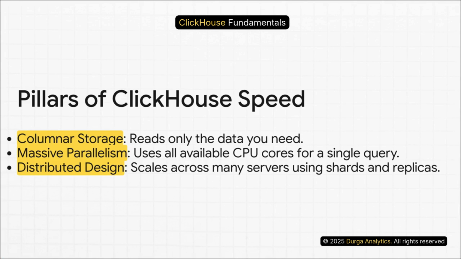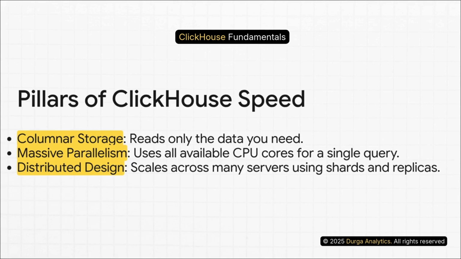First, columnar storage, which we covered back in Chapter 3. It means you only read the data you actually need. Second, massive parallelism, using every CPU core to attack a single query. And third, a distributed design that lets you scale out across tons of servers with shards and replicas. It's that trio, columns, parallelism, and distribution, that creates the magic.